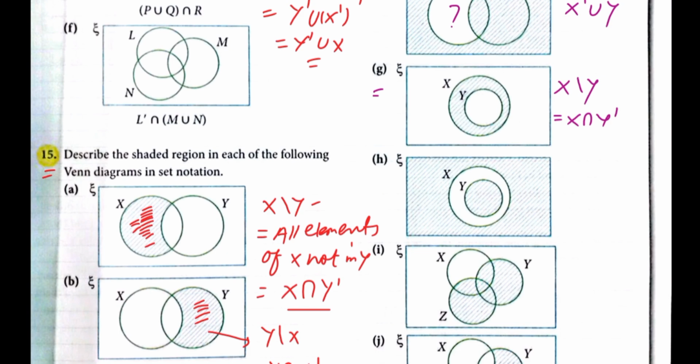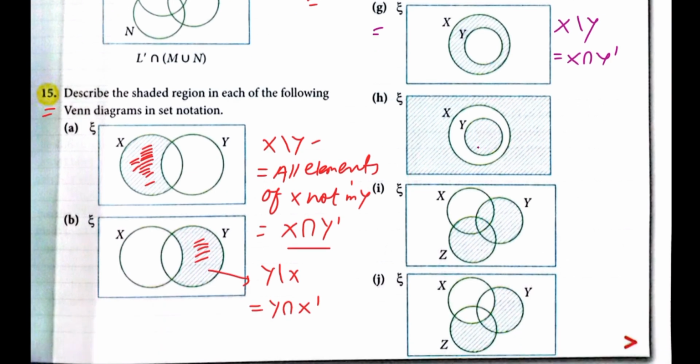In H, you can see there are two regions shaded. This is region 1, that is inside the rectangle and outside the set x, and this is my region 2, which is inside the set y. So this is the union of two disjoint sets, R1 union R2. What is R1? R1 is x complement union y.